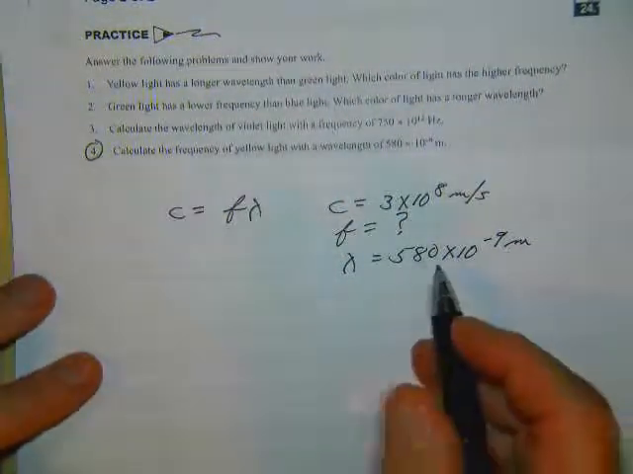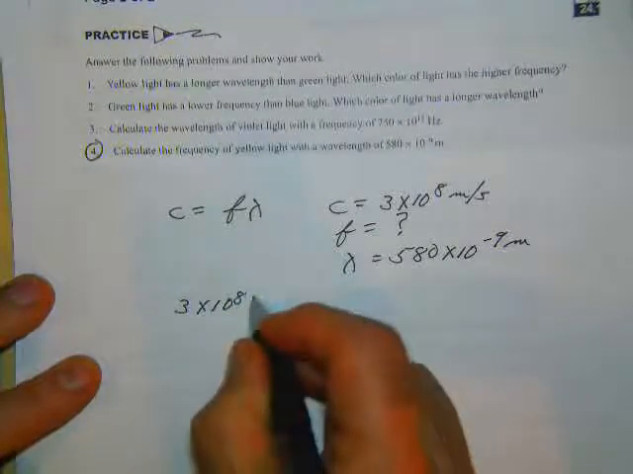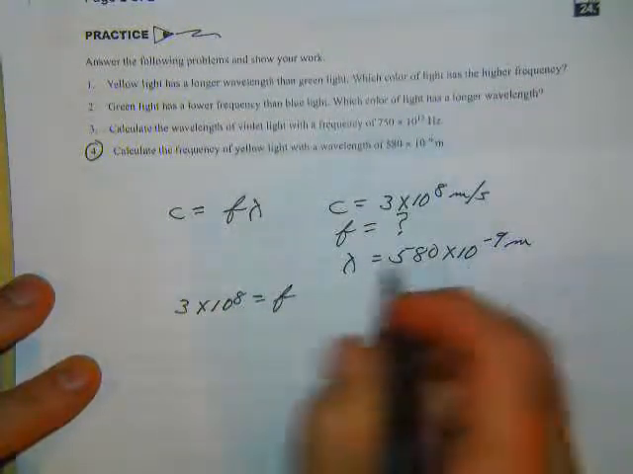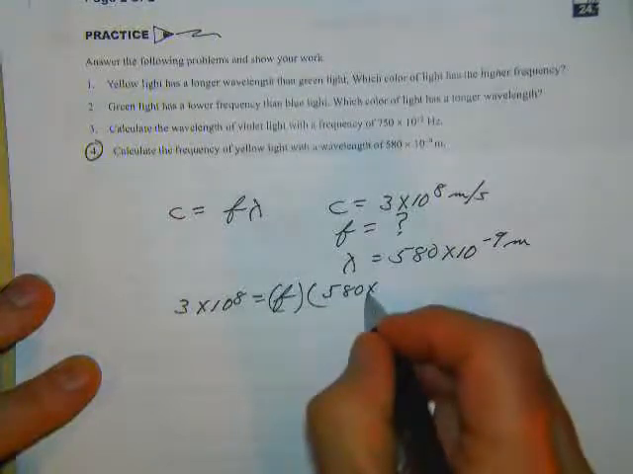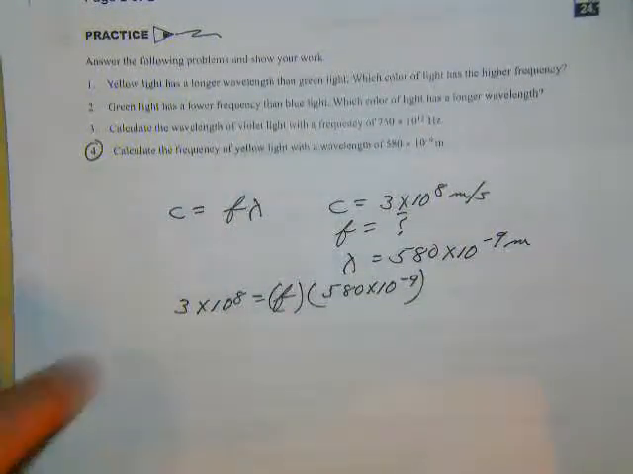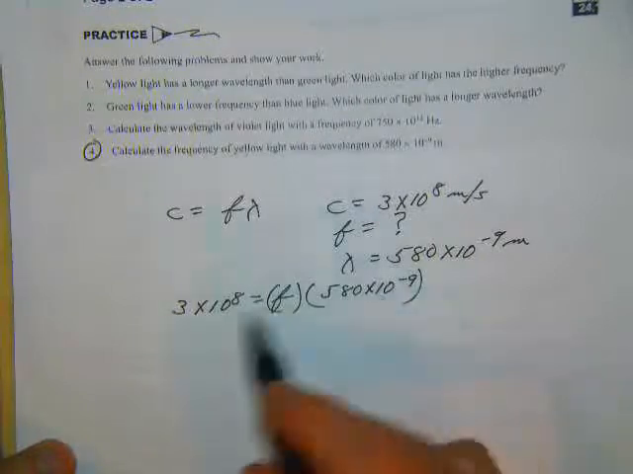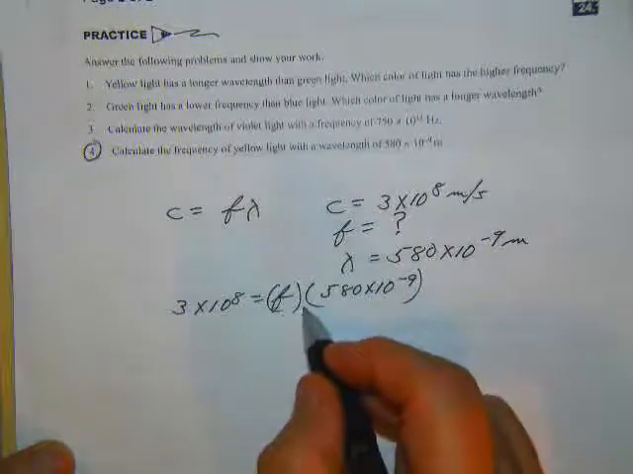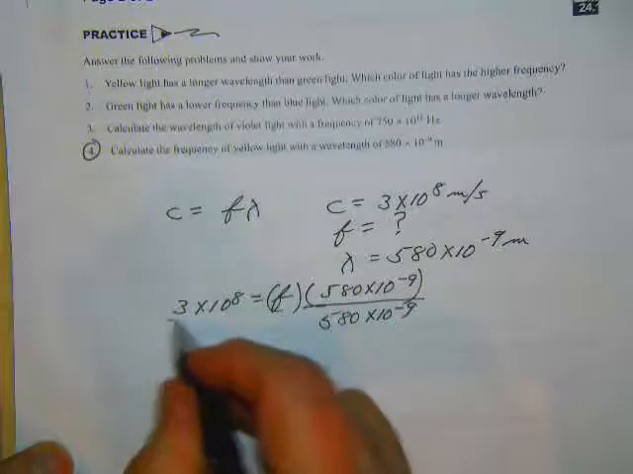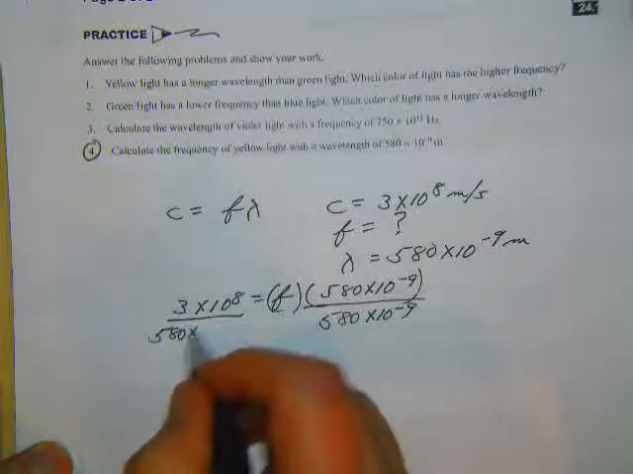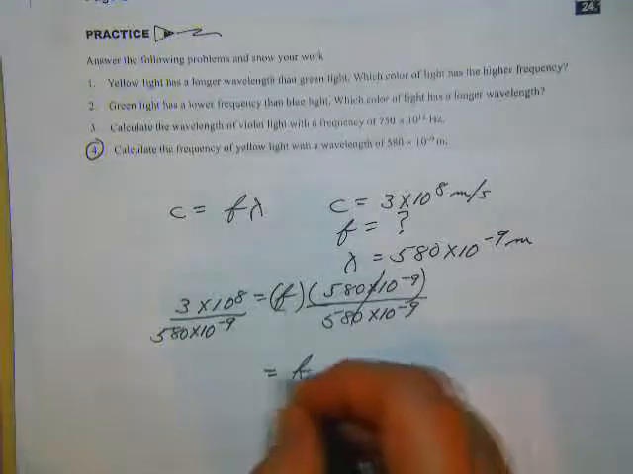So we can plug this into our formula. C equals 3 times 10 to the 8th. We don't know frequency, and we do know wavelength. I want to put this in parentheses. So 580 times 10 to the minus 9th. So to find frequency, we've got to get rid of this number, so we divide each side by this number, 580 times 10 to the minus 9th. So we know that cancels out. So now we have frequency equals this value.